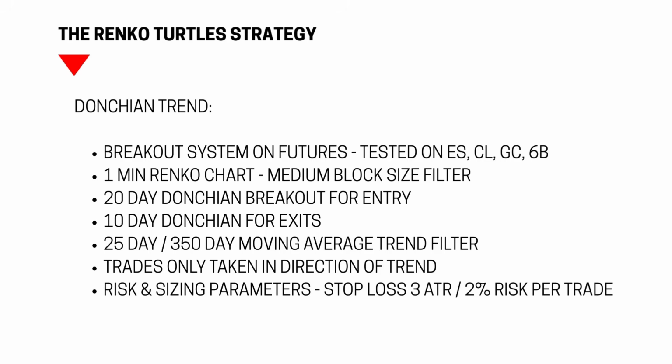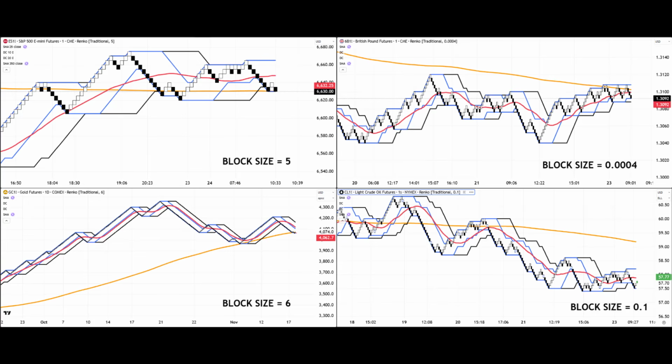So what does that look like on the TradingView charts? So this is the Renko setup. The top left, we've got the S&P, ticker ES, block size 5. You can see I've used exactly the same indicators and inputs. And top right, we've got the GBP, USD, ticker 6B, block size 0.0004. Gold, bottom left, block size 6, and bottom right, crude oil, block size 0.1.